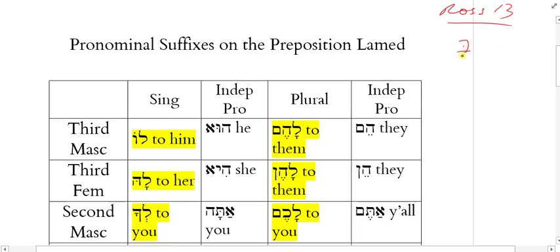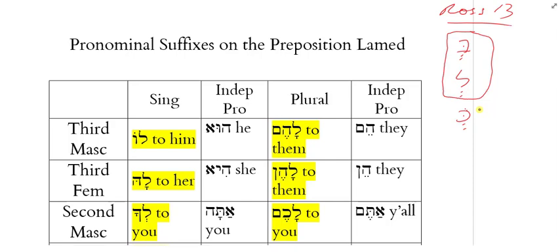What are the 3 inseparable prepositions that like to swallow hay when they can? Bet, lamed, and kaf, right? Now what we're going to learn here only applies to bet and lamed. Kaf is going to do its own little thing, and we'll get to that later in the year. So right now we're focusing on bet and lamed, and I'm going to use the preposition lamed to teach you this because that's what Ross does. But we could have used the preposition bet just as well. So take a look at what we've got here.